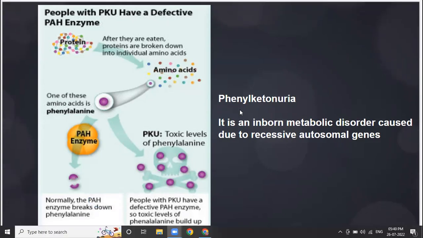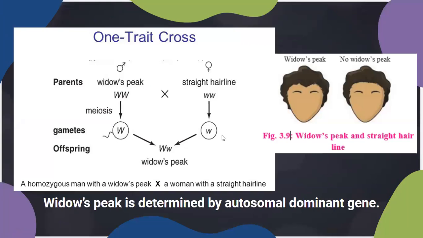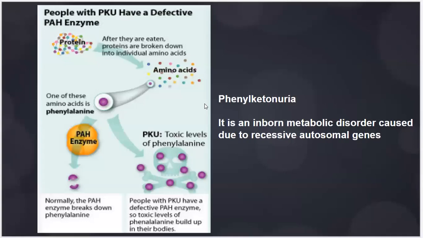Like widow's peak, when there is one capital and one small. Only in the hybrid condition or the homozygous dominant condition will the widow's peak be expressed. When two small w's are there, the widow's peak will not be expressed, and the person will have a straight hairline. So these are the inheritances linked to autosomes.